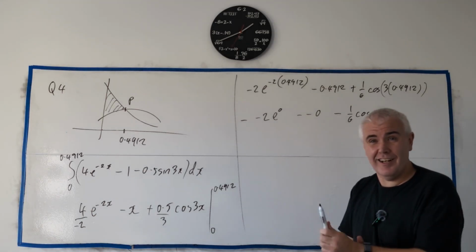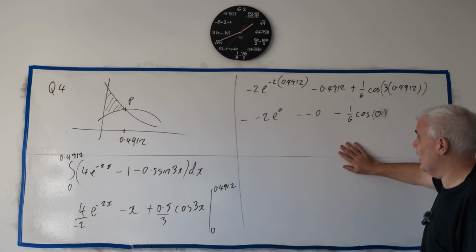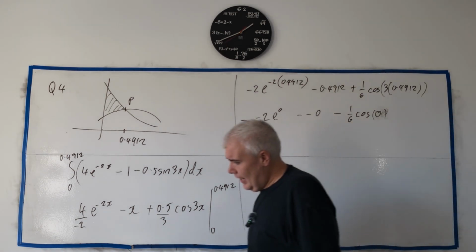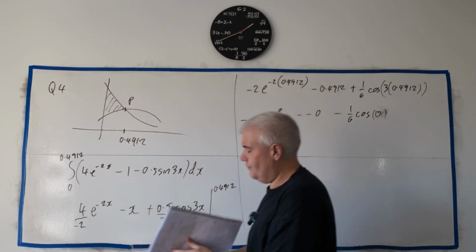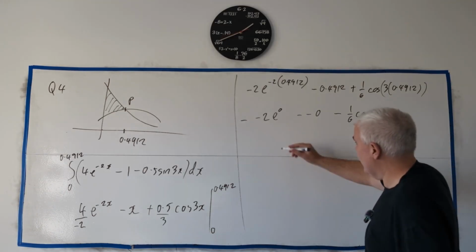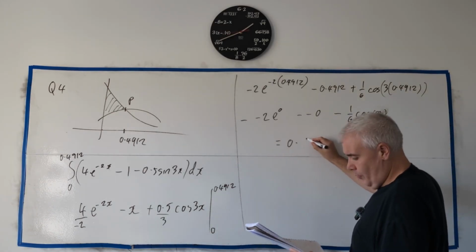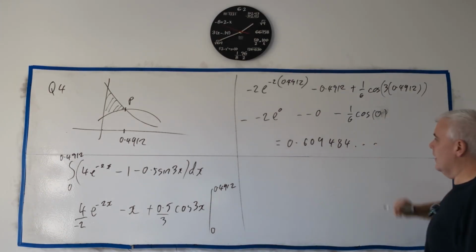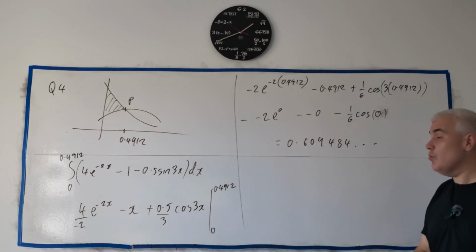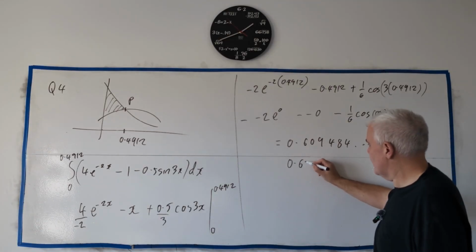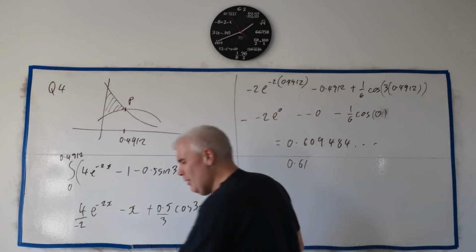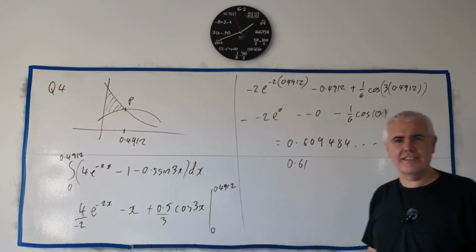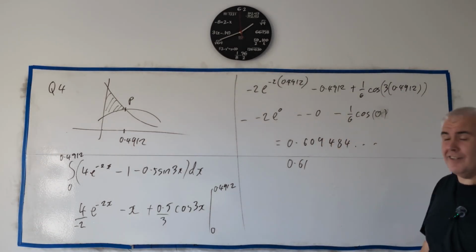Put all this in your calculator. Just be careful. Just do it all in your calculator. Just be really careful. The answer I got was, and I have checked it, it is correct, 0.609484. And they wanted 2 significant figures. So that's 0.61.